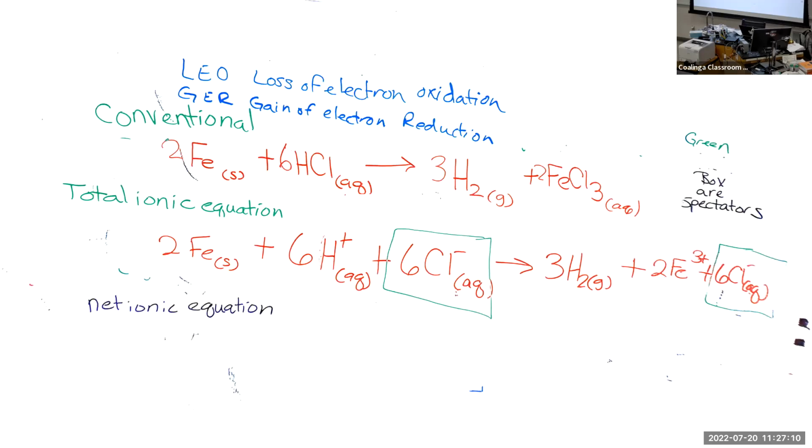Okay, Fe is not because it's different, right? It doesn't have a charge on one side and the other side has a charge. Okay, so then my net ionic equation.